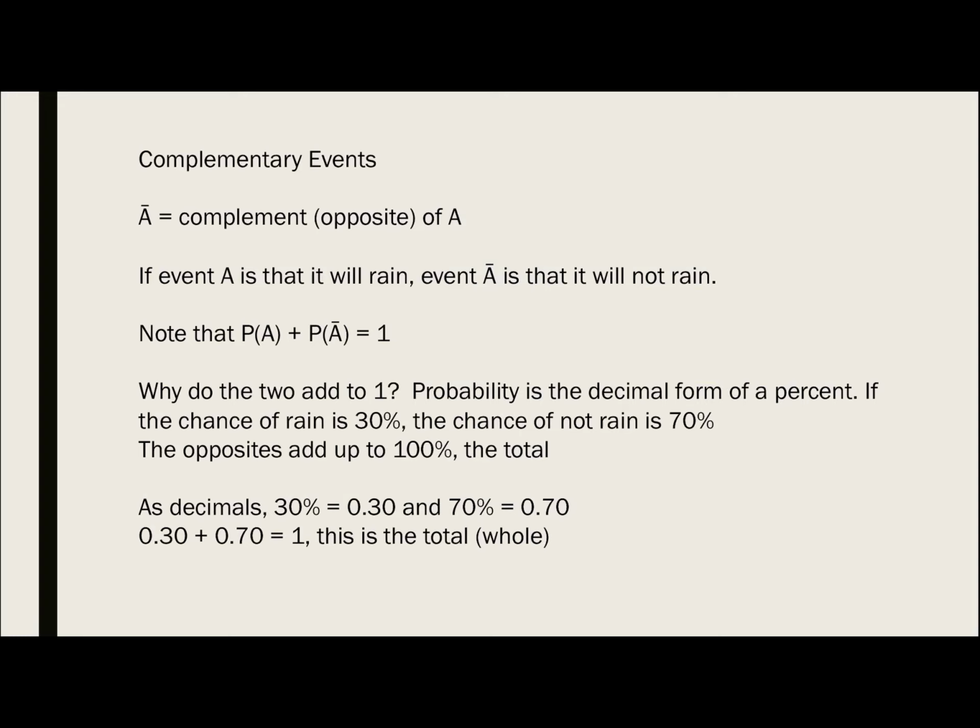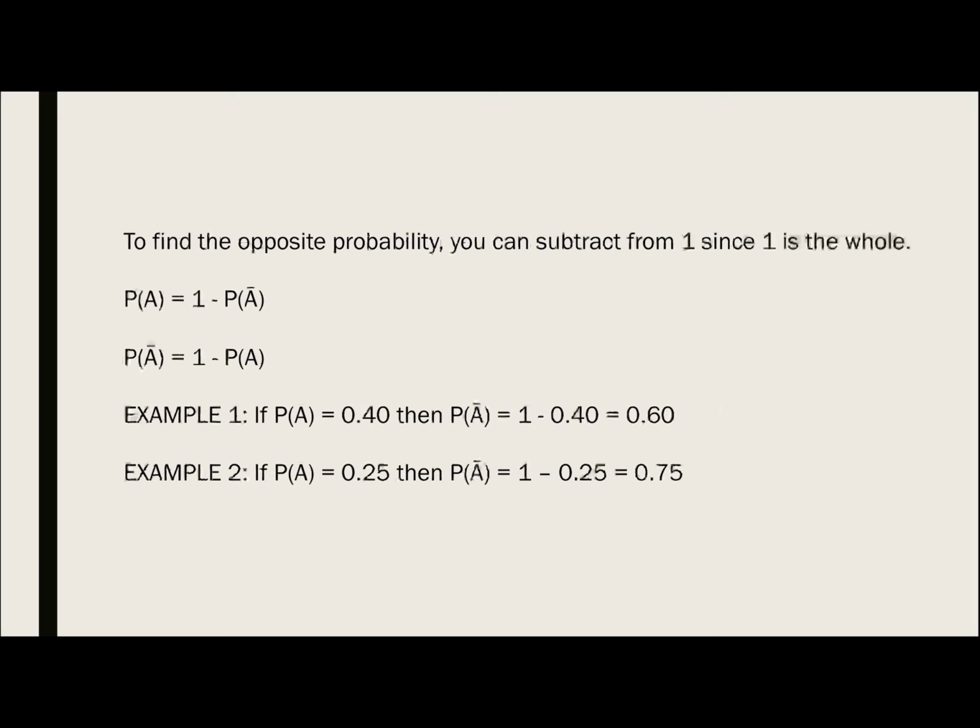Why do they add to 1? Probability is the decimal form of a percent. If the chance of rain is 30%, the chance of not rain is 70%, because the opposites add up to 100%, the total. As a decimal, 30% is 0.30, 70% is 0.70, and 0.30 plus 0.70 equals 1. 1 represents the whole, which is the same thing as 100%. To find an opposite probability, all you have to do is subtract from 1, since 1 is the whole.